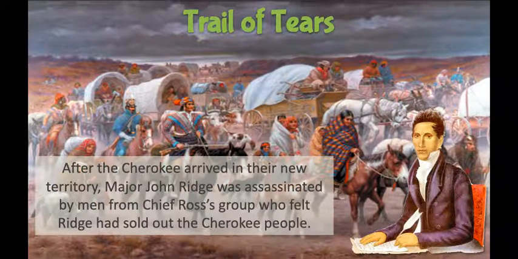After the Cherokee arrived in the new territory, Major John Ridge was assassinated by men from Chief Ross's group, who felt Ridge had sold out the Cherokee people.